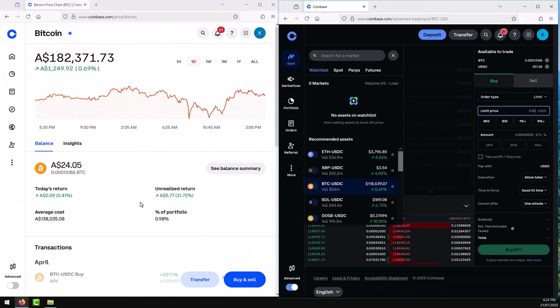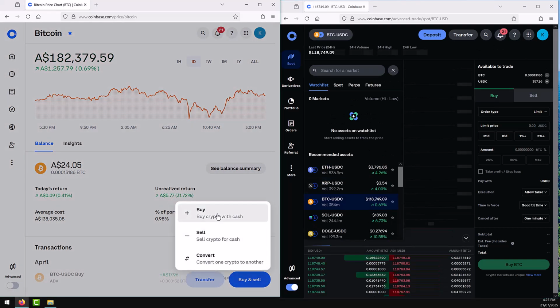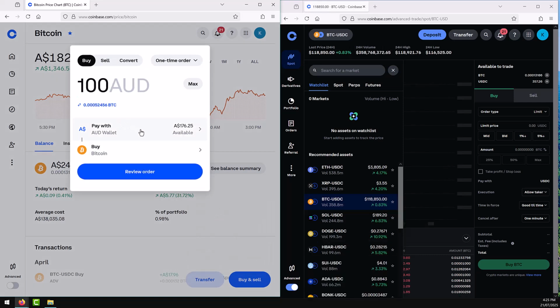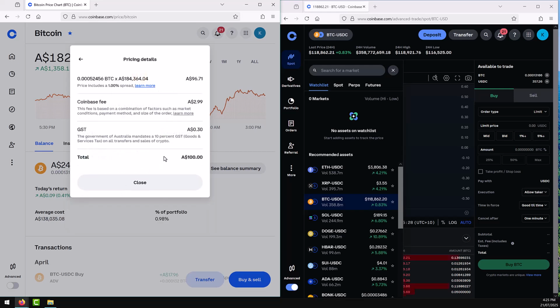So if I go to Bitcoin, on the left-hand side, on the simple version, go to buy, let's try $100 worth of Bitcoin, and check what the fees are for that. You'll notice it's about 3%. So $3.30 for a $100 transaction, just over 3%.